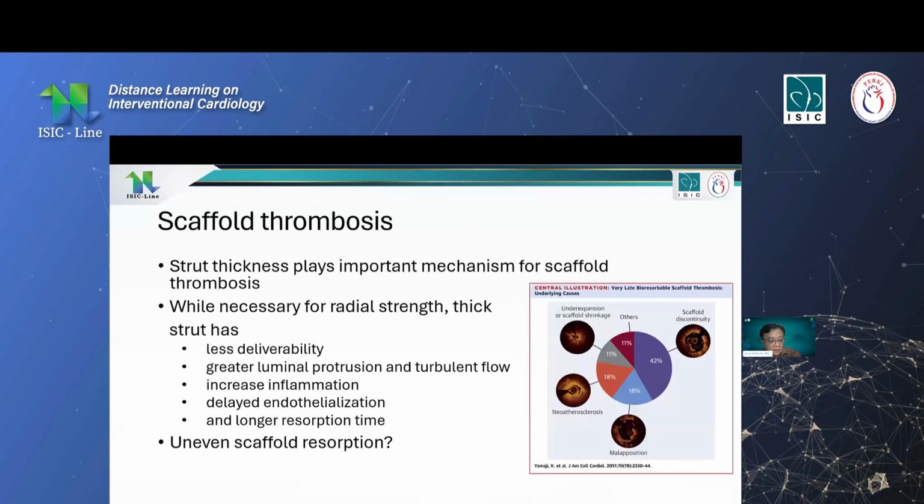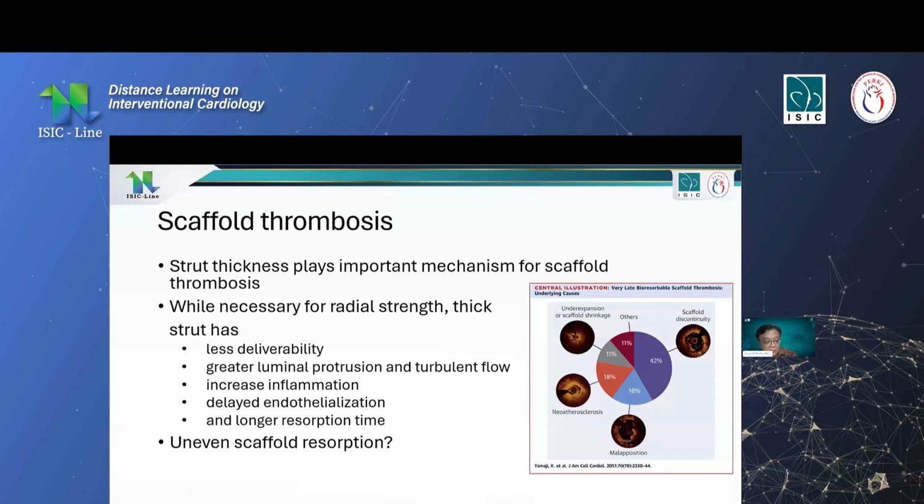One issue that is very important is scaffold thrombosis. This is also what made the Absorb BVS fail, because the strut thickness plays an important mechanism for scaffold thrombosis. While necessary for radial strength, the thick strut has less deliverability, greater luminal protrusion, and turbulent flow. We have increased inflammation, delayed endothelialization, and longer resorption time.